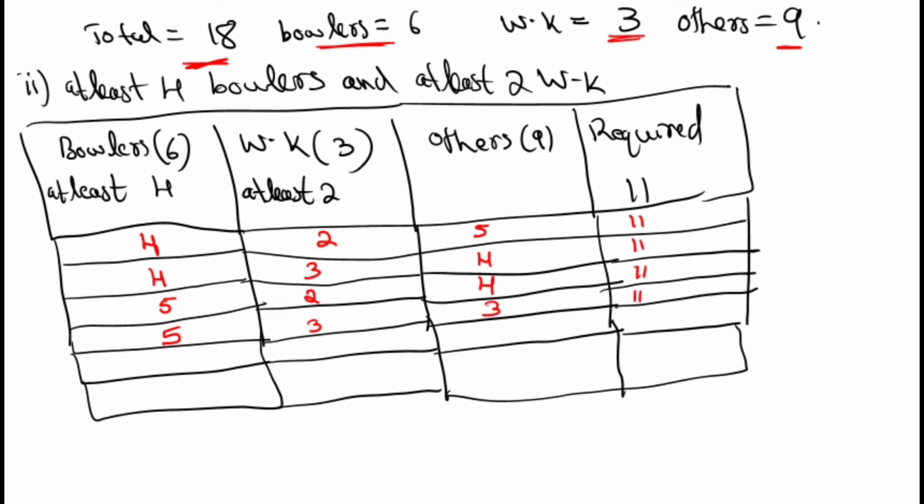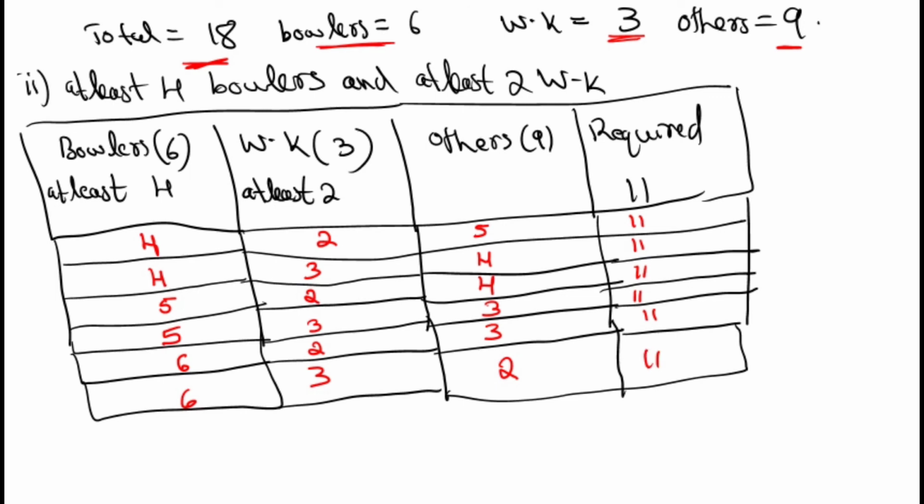For wicket keepers, two possibilities, right? One option is 2, another option is 3. But for bowlers, 4 is there, 5 is there, and 6 is possible. Next, I will take 6 bowlers. Then you need to select 2 wicket keepers. The first option, 6 plus 2 is 8, so you need to select 3 others, that gives 11. Then again 6 bowlers, but I am taking 3 wicket keepers. 6 plus 3 is equal to 9, so you need to select other 2 players, that gives 11.